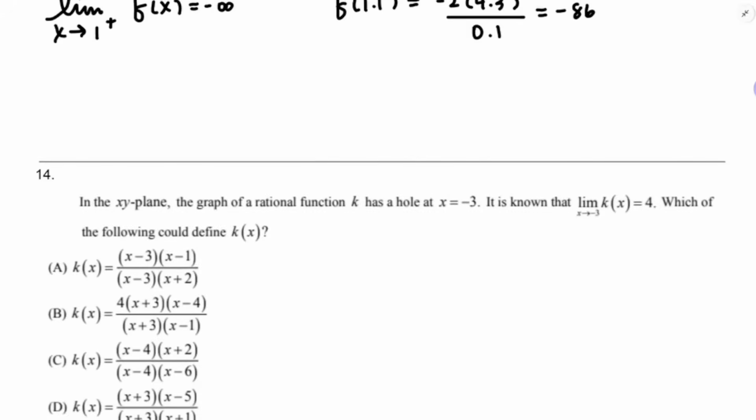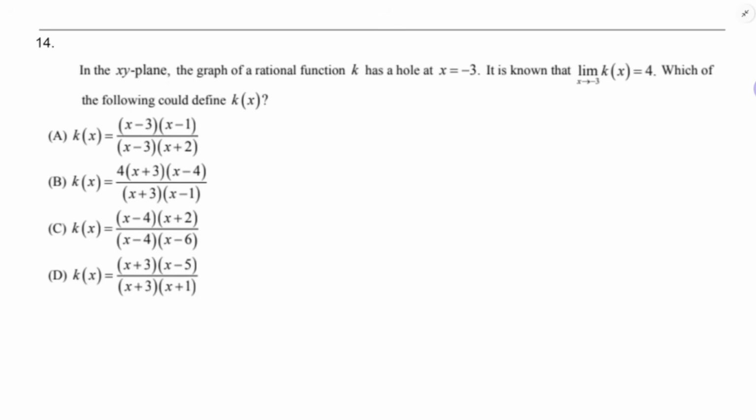Or maybe that's what we'll say next year in AP Calculus. But all right, the graph of the rational function k has a hole at x equals negative 3. It's known that the limit as x approaches negative 3 of k of x is equal to 4. So there's a hole at negative 3 and the limit of k is 4. Maybe I'll draw you the picture after.